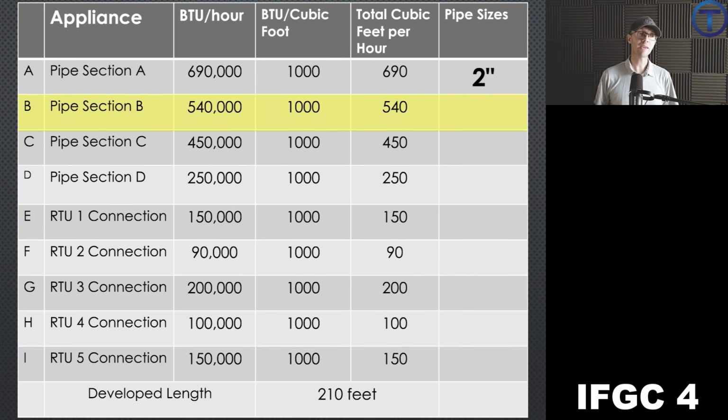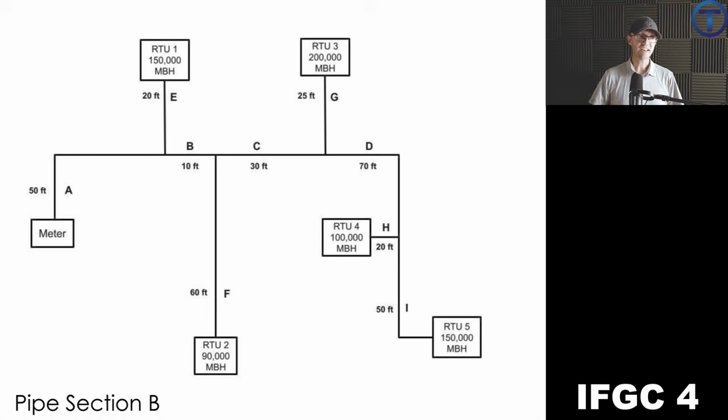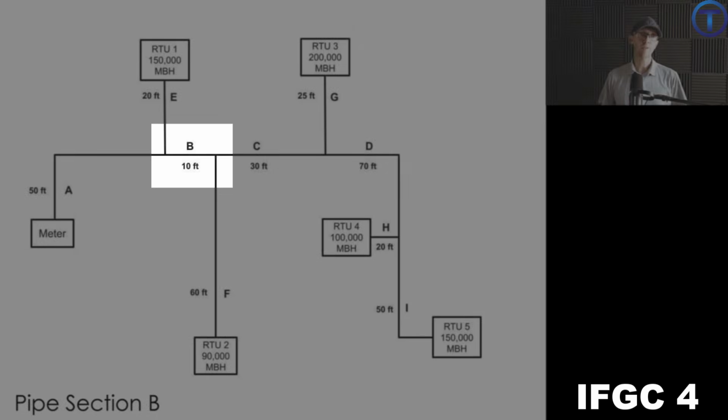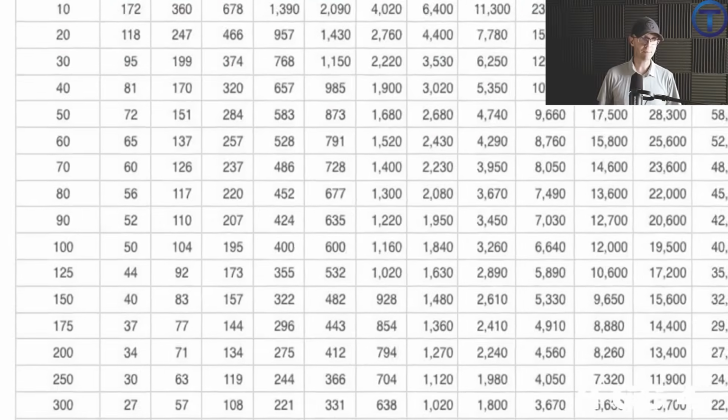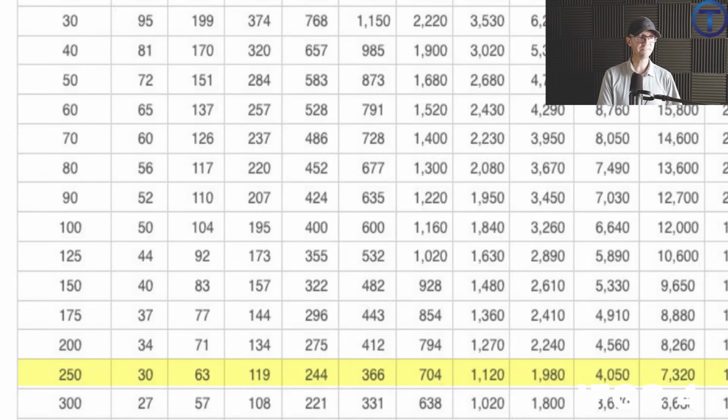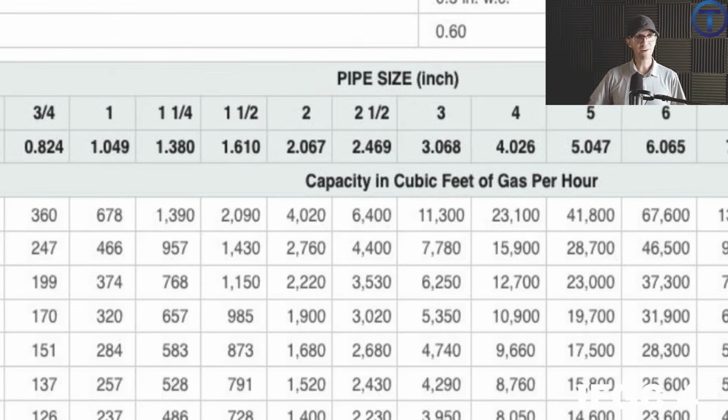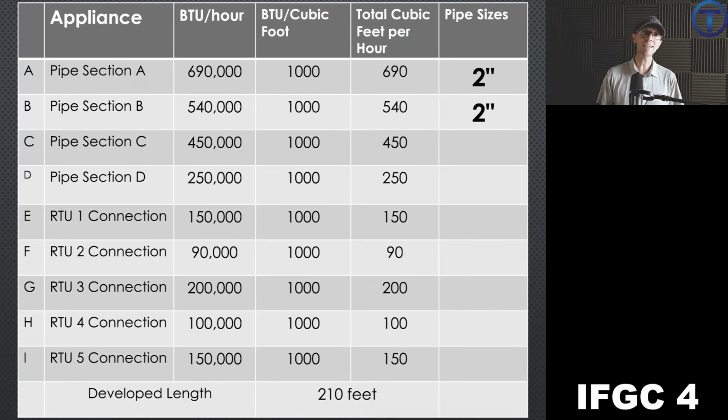For section B, we have 540 cubic feet per hour. If you remember section B, we've already branched off for rooftop unit number 1, and we're carrying the load for the rest. At 540 cubic feet per hour, we're going to stay on that 250 line. Coming across, again, it's more than 366. It's less than 704. So we go up to the top, and we're going to find that once again, we have 2-inch pipe. That means we're going to continue with 2-inch pipe through that next section.